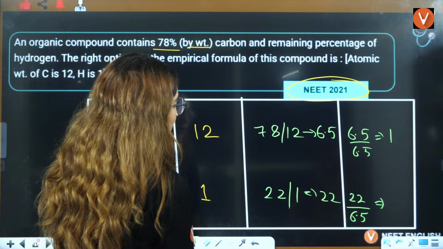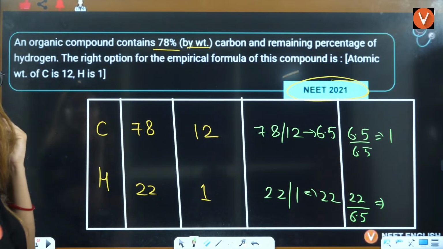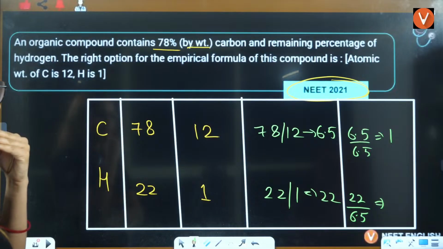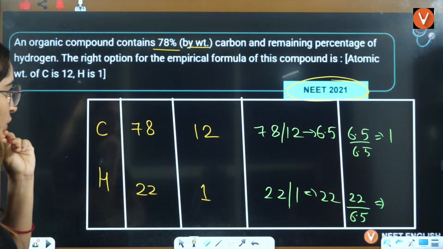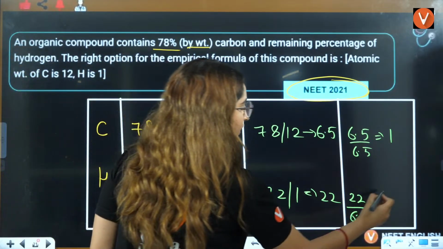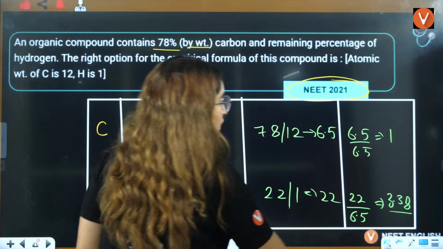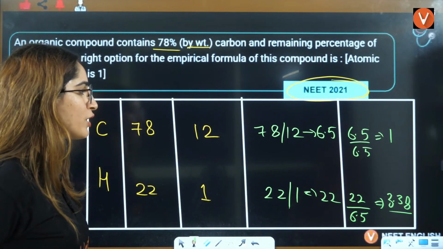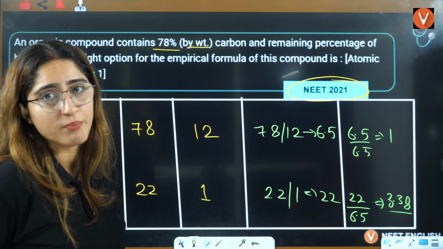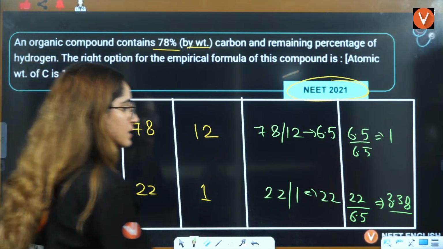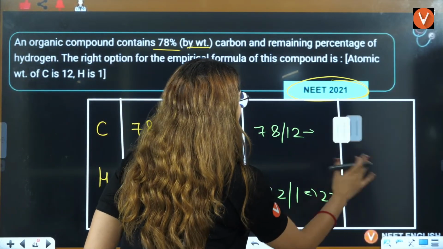3.38, which is not at all coming out to be a simple whole number ratio. That means the empirical formula is not a simple whole number ratio, right? It is coming out to be 3.38. Now what to do, right? Because we need to make it into a simple whole number ratio, we will not go into points only, right? Because we need to have it in a simple whole number ratio.